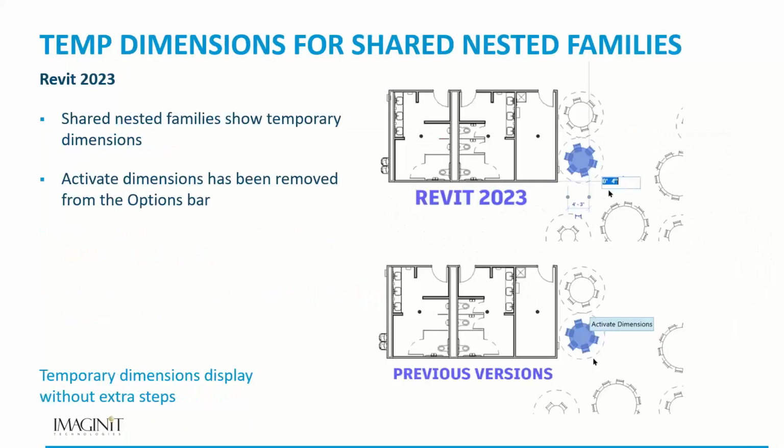Another performance improvement that they've given us is that in previous versions, if we selected a family that had a nested family inside of it, we wouldn't necessarily get temporary dimensions. We'd have to go up and activate those on the option bar. Well, now when we select a family that has a nested family in it, the temporary dimensions pop right up. So it's really just fewer steps, right?